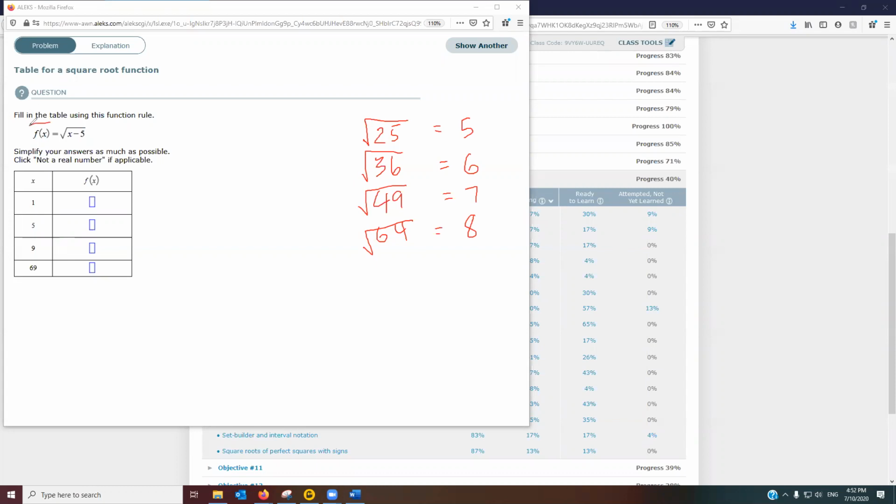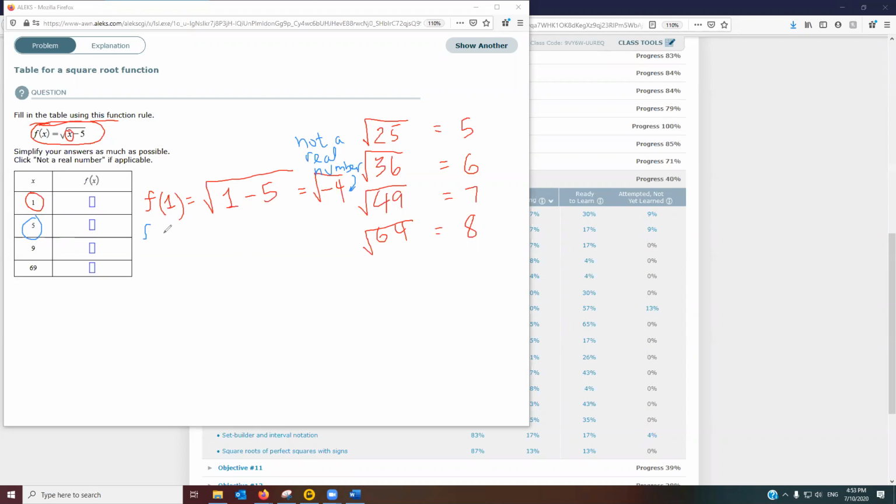It says fill in the table using this function, which is the square root of x minus 5. Let's go to the first row. It's telling me that x is 1, so really they're asking me to evaluate f of 1. All that's telling me to do is replace this letter x with the number 1. So that's going to be 1 subtract 5, which gives the square root of -4. Remember, you're not allowed to take the square root of a negative number, so the answer here would be not a real number. When you do this in ALEKS, there'll be an option for you to select not a real number.